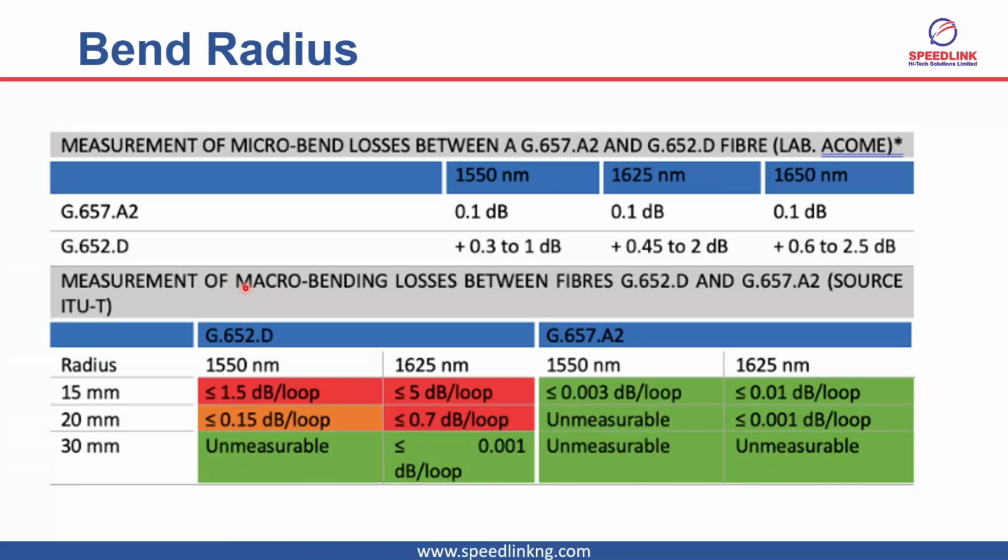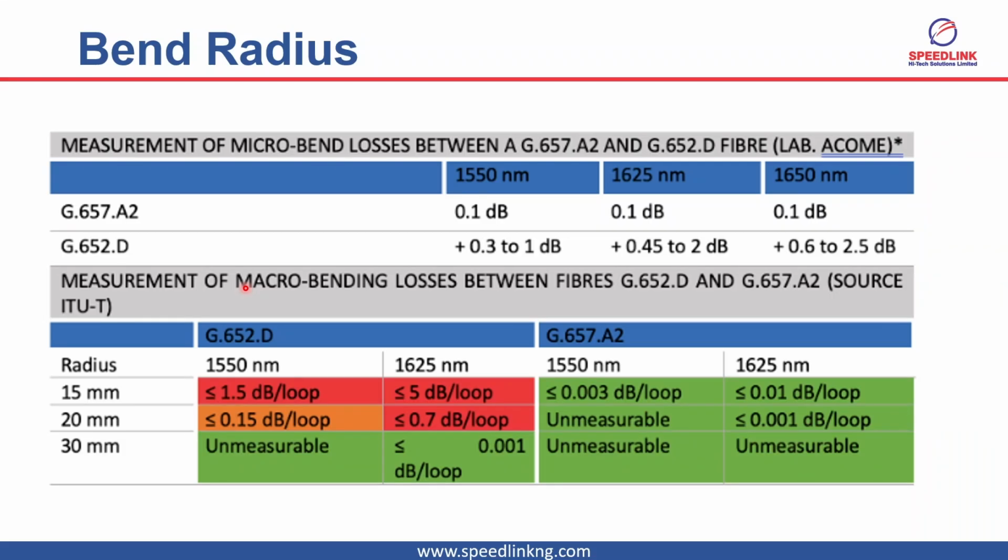So on this now we're talking about micro what? Bend, isn't it? Something is pressing the cable. Now, at 1550 nanometers of wavelength, the G657.B2 will be having a loss of how many? 0.1 dB. While the G652.D would be having a loss of what? 0.3 up to 1 dB. And do you see the difference? Which one has more loss? The second one, right?